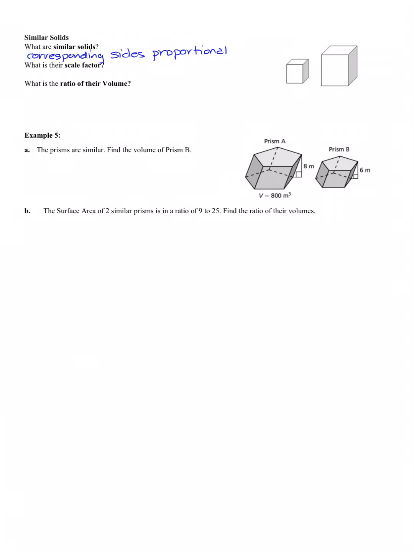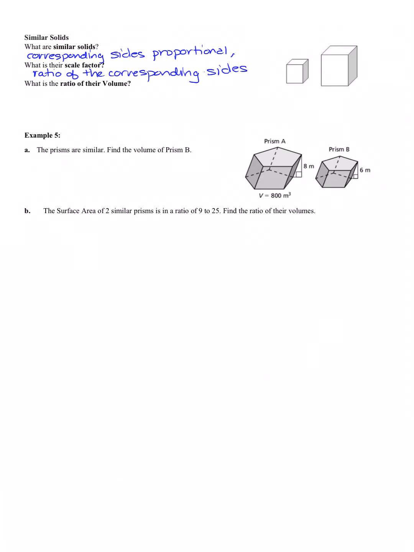So like all the sides are twice as long as the other shape. And all the angles will still be congruent, or angles between edges. And the scale factor, again, just like when you did it before, is going to be the ratio of the corresponding sides. So you'd find two corresponding sides and find that ratio.